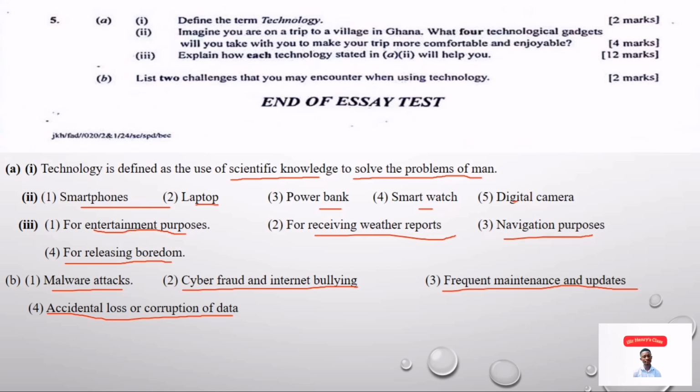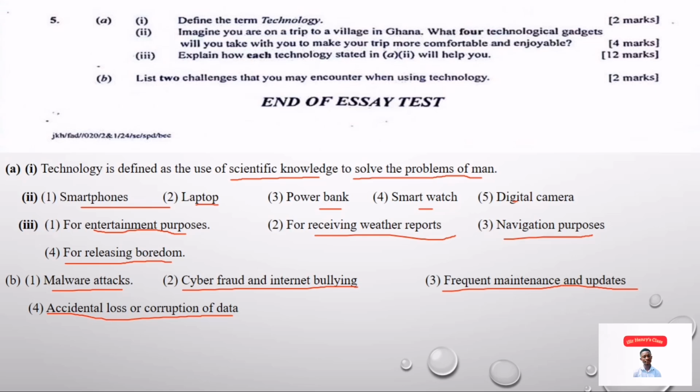And explain how each technology stated in AI will help you. So they can be used for entertainment purposes, for receiving weather reports, for navigation, that's the map, Google Map, and for releasing boredom. So you can play games on your mobile phone just to release some boredom. And 5B, list 2 challenges that you may encounter when using technology.